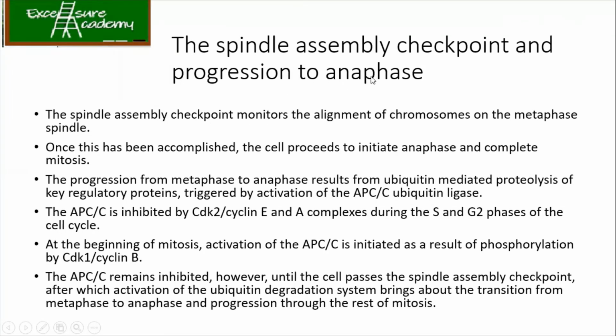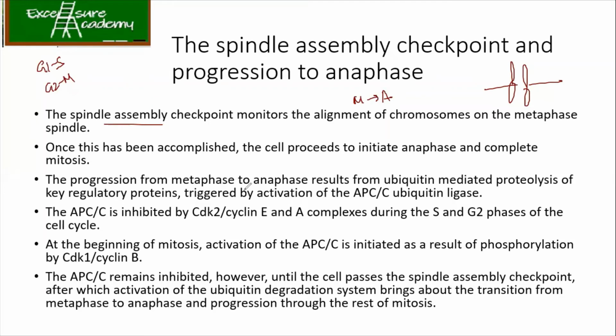Then the spindle assembly checkpoint and the progression to anaphase. Now, in the spindle assembly checkpoint, it is going to monitor the chromosomes on the metaphase spindle. Okay, so guys, this is your third checkpoint. So we talked about G1 to S, G2 to M. Now inside the M phase, this is the spindle assembly checkpoint. So as we know, chromosome attachment is happening or not. Once this is done, then only the cell enters from metaphase to anaphase, to complete the mitosis.